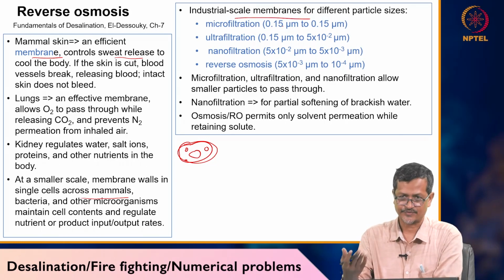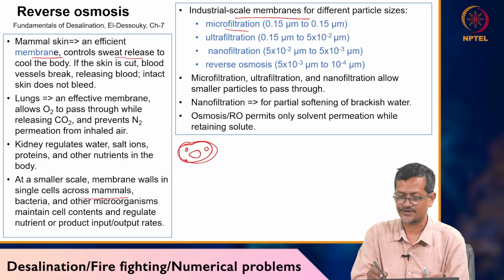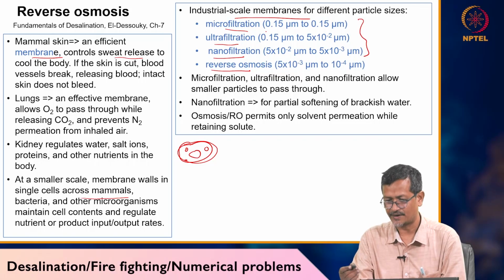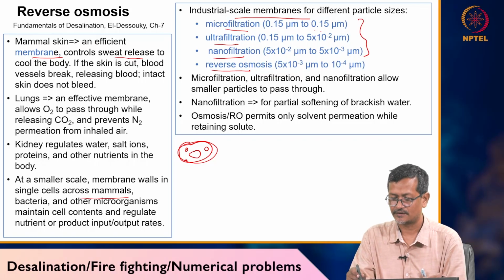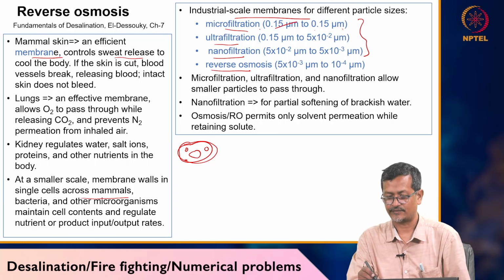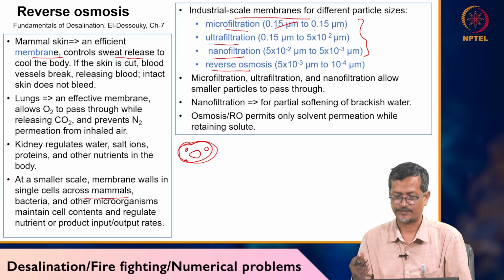They have developed different types of membranes. One is microfiltration, ultrafiltration, nanofiltration, and reverse osmosis. So you can see the particle sizes. Microfiltration can separate particles of 0.15 micrometer and above. There is some mistake possibly in the slide, but particles more than 0.15 micrometer can be filtered by microfiltration.